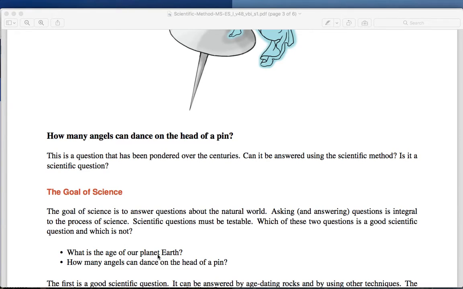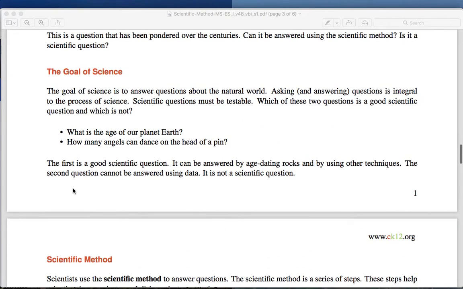What is the age of our planet Earth? How many angels can dance on the head of a pin? The first is a good scientific question. It can be answered by age-dating rocks and by using other techniques. The second question cannot be answered using data. It is not a scientific question.